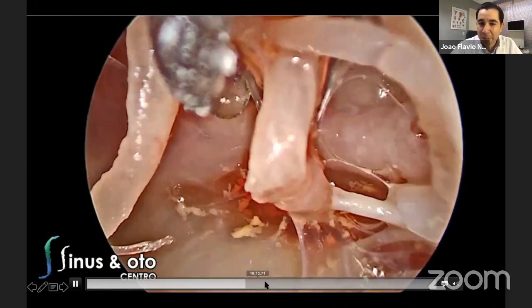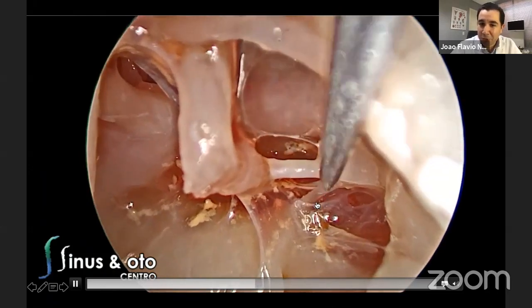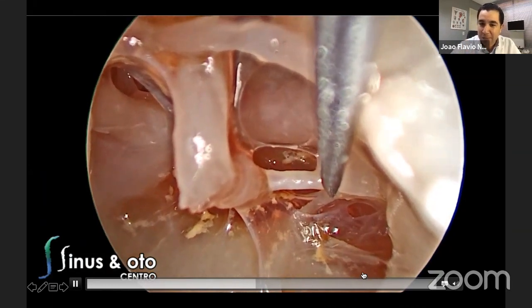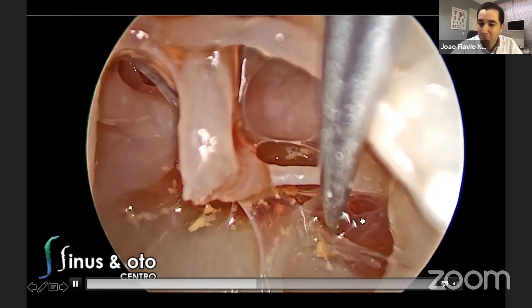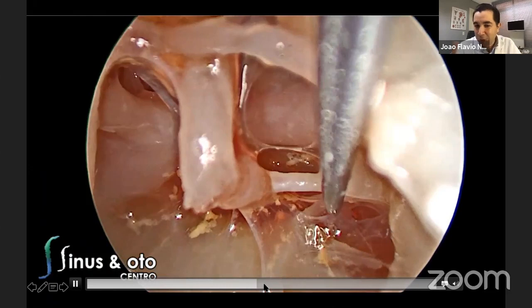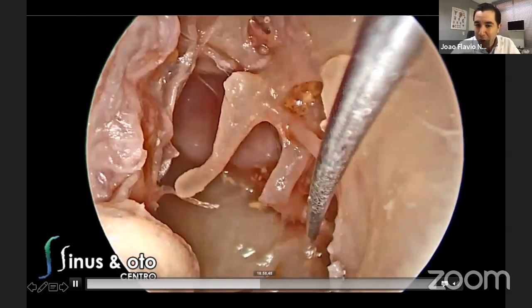But now we can proceed and look at the facial nerve, here the tympanic segment of the facial nerve. This is the ponticulus, as you remember, the superior limit of the sinus tympani. This is the sinus tympani. This is the subiculum here. We can inspect inside the sinus tympani to see if there is any cholesteatoma during live surgery. All these steps you can do during live surgery.